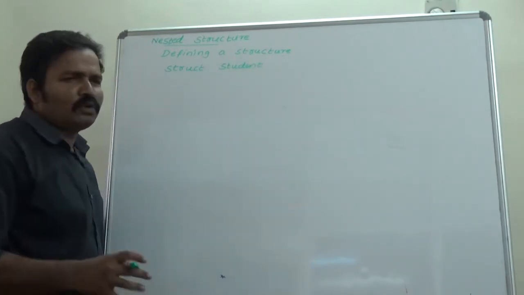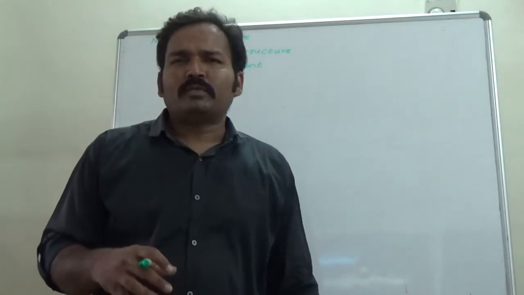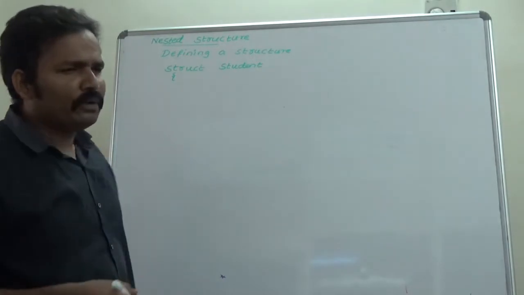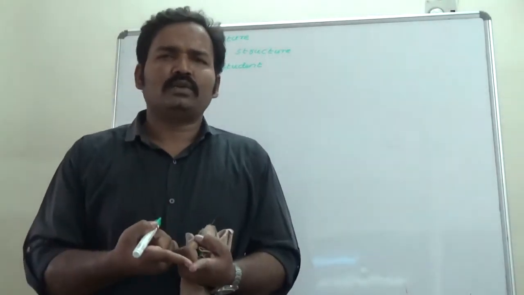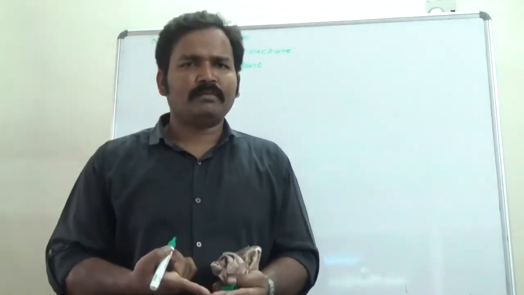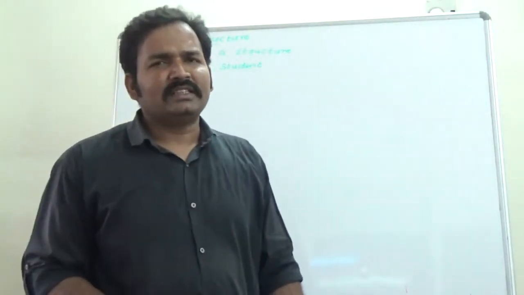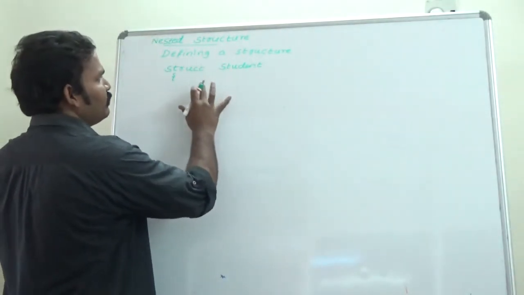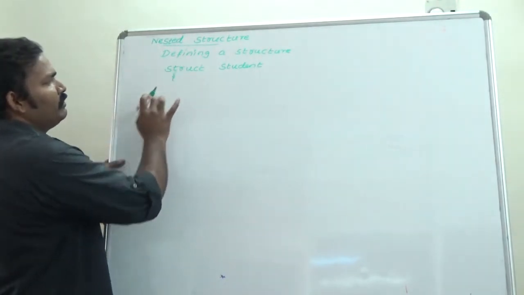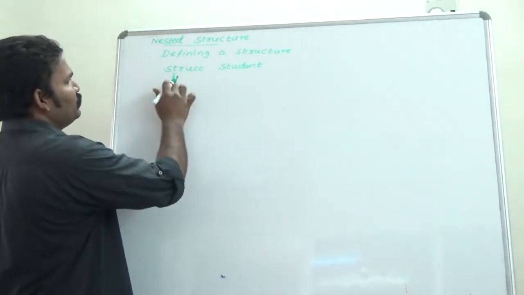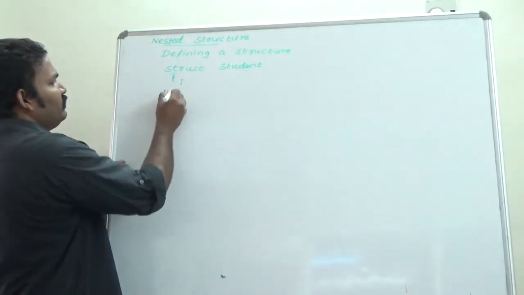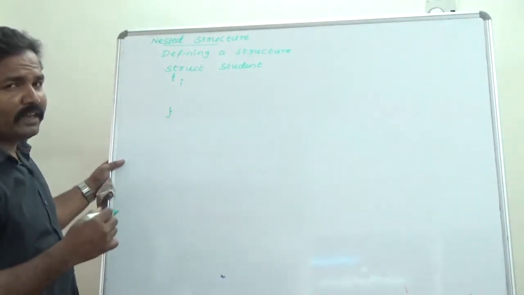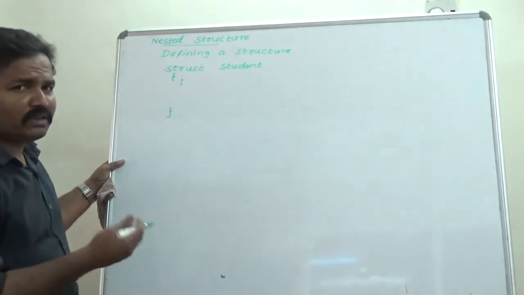Now in this program I want to process student data. Student data may include details about student roll number, student name, student marks. I want to process all these details. For that I am defining one structure. Structure name is student. Within the opening and closing curly braces, you can declare variables of different types.